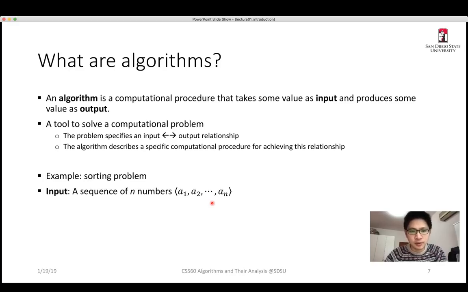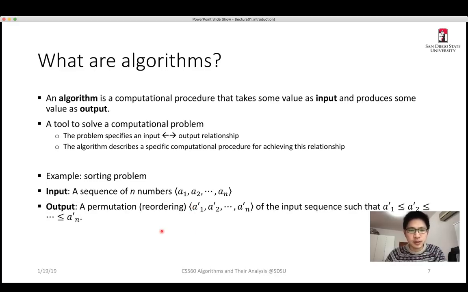This problem takes a sequence of n numbers as its input, for example, from A1 to An. And the desired output is a permutation of the input sequence. That means the reordering of all the elements in the input. So the output is now A1 prime, A2 prime to An prime. All the elements in the output should satisfy that A1 prime is less than or equal to A2 prime is less than or equal to A3 prime, and so on, until the last element An prime. So the output is ordered.